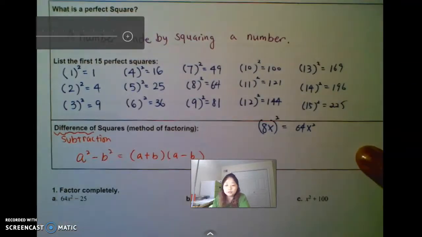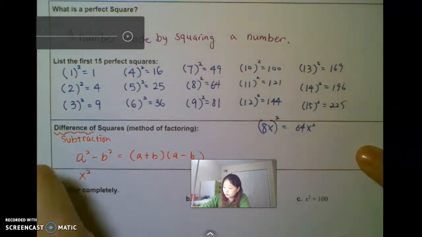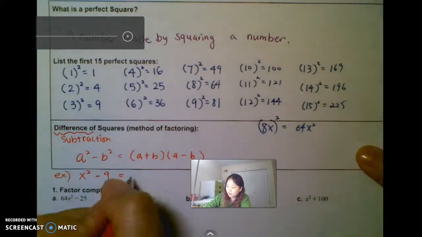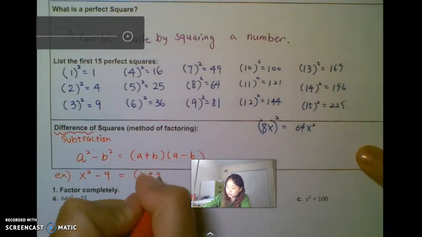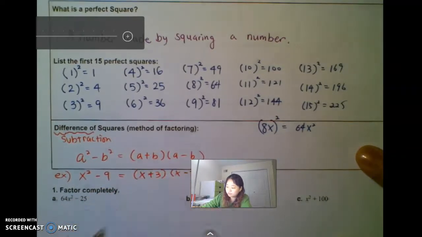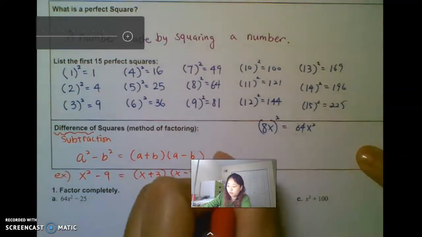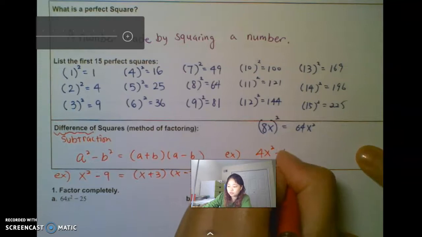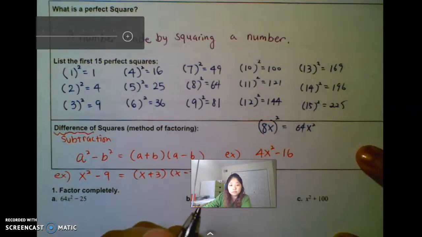And yes, I'm sure you have seen this before. For example, if it was x squared minus 9, then it'd be x plus 3, x minus 3. Or another example, if it was 4x squared minus 16, okay?